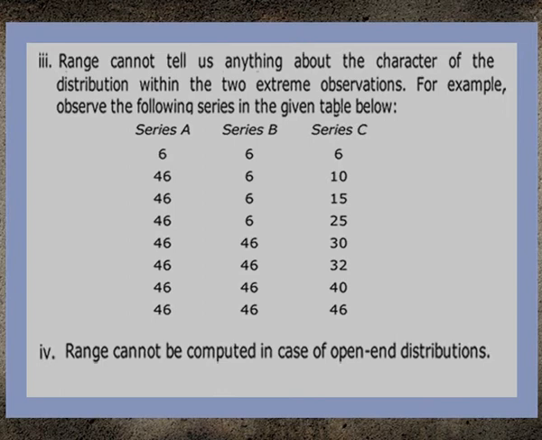For example, observe the following series in the given table below. In all three series, range is the same, that is 40, which is calculated as 46 minus 6, but it does not mean that the distributions are alike. The range takes no account of the form of the distribution within the range. Therefore, range is most unreliable as a guide to the dispersion of the values within a distribution.